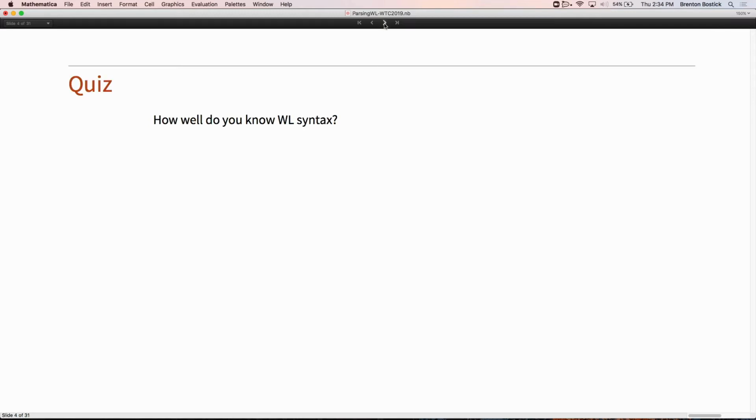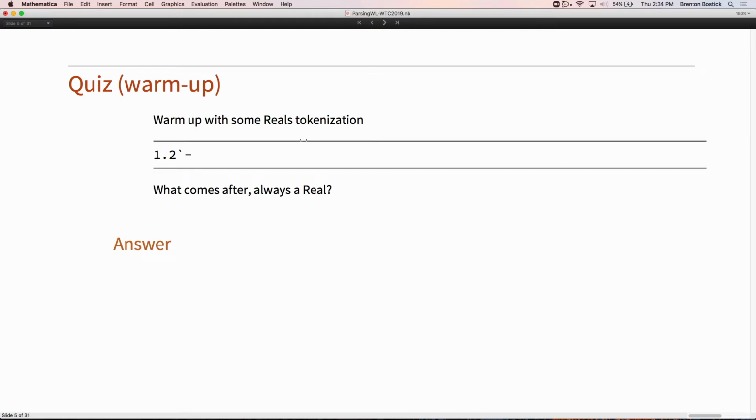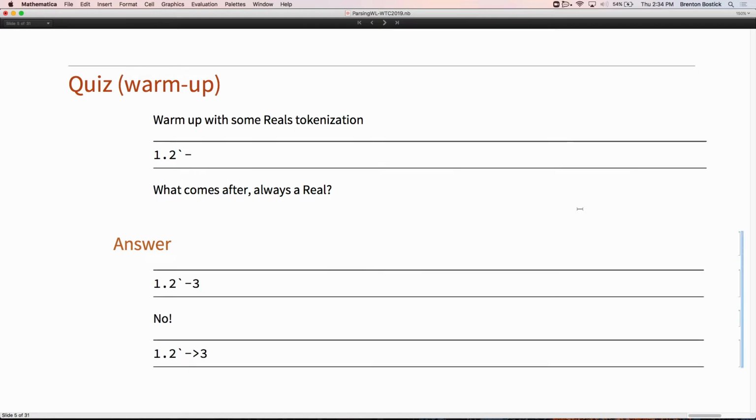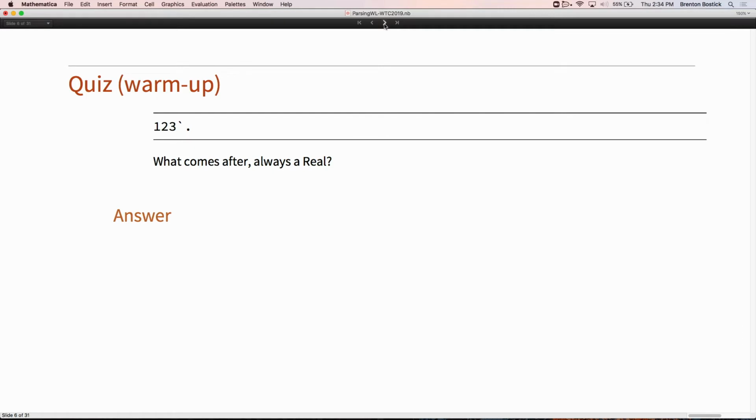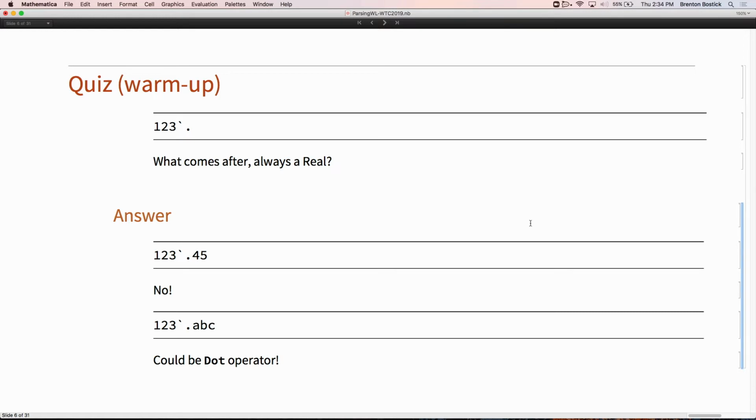All right, so just to quiz everyone quickly, how well do you know Wolfram language syntax? As a warm-up, how do you tokenize real numbers? If you have only seen this sequence of characters so far, is that always going to be a real number? Just yell out yes or no. No, it's not, because you could have turned that into a rule, and that now has turned into a rule expression. All right. Is that always going to be a rule, assuming nothing about what comes after? No, it's not, because that could turn into the dot operator.